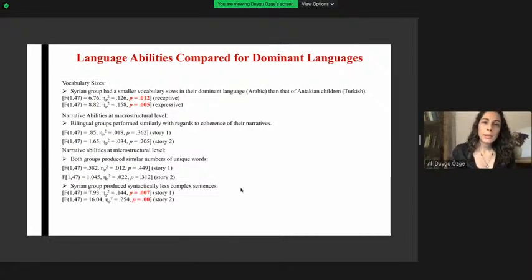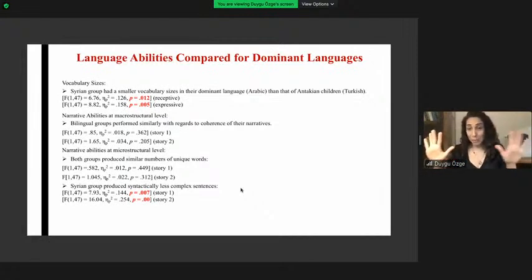And when we compare the language abilities of Antakyan children and Syrian children for their dominant languages, this is somewhat complex, bear with me. I had difficulty processing this myself, so Özlem, help me if I have any problems. The dominant language for Antakyan children is Turkish. The dominant language for Syrian children is Arabic. So they differ now.